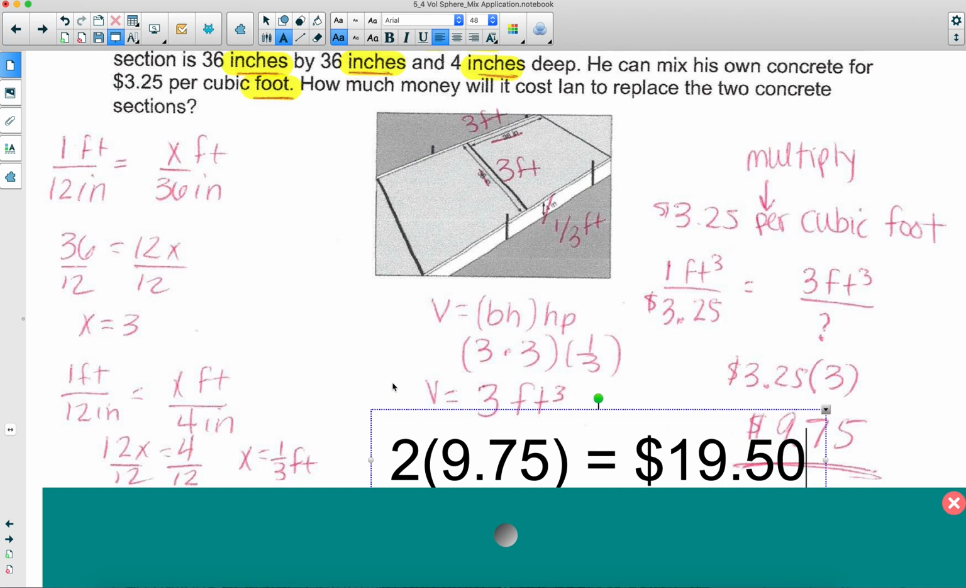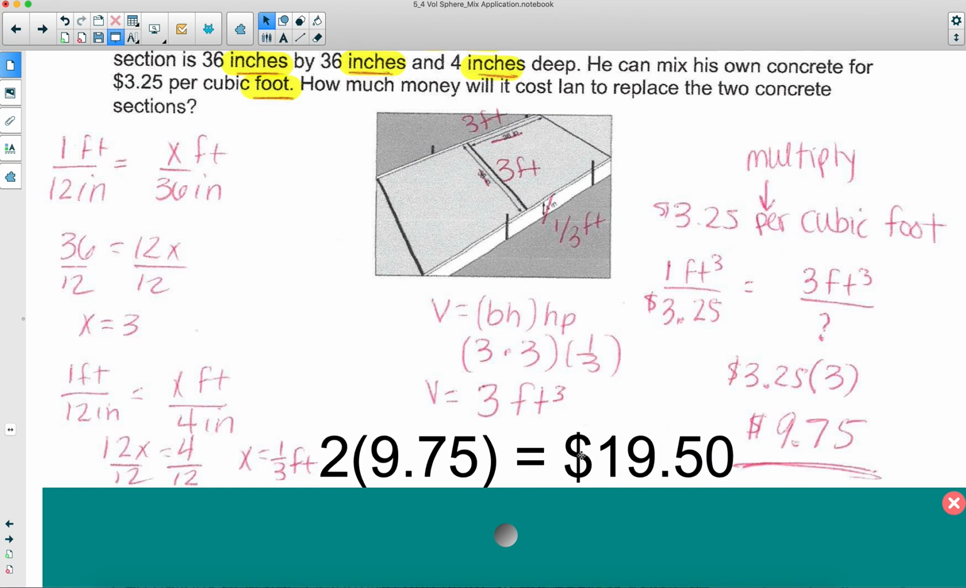$19.50. Okay. So then that is Ian's total cost to replace both of those concrete slabs. Sorry about that. I'm happy I'm talking through this and recognizing, well, hey, I made a mistake. Okay, so we have $19.50 there. Again, key thing to take out from this is you have to make sure you're converting. If it says inches and it says feet here, there's a problem.